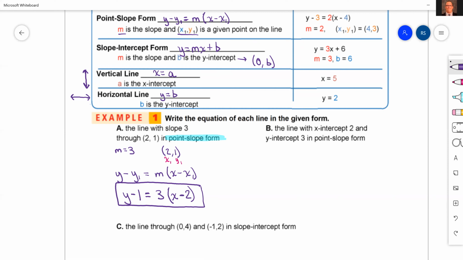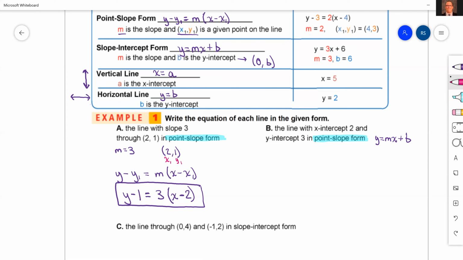Okay, next one. B asks us to find the line with an x-intercept of 2 and a y-intercept of 3, and it's got to be in point slope form. So in the end, when all the dust settles, we want it in y equals mx plus b form. But let's see what they give us. They just give us the intercepts.